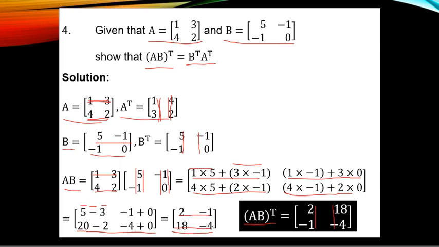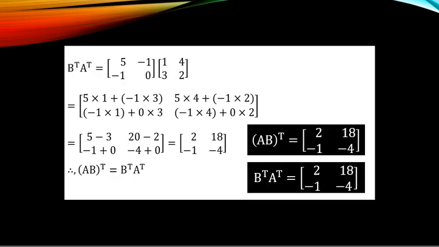So let's get the second part now. B transpose times A transpose, and see if the result is equal to (AB) transpose. Okay, so the second part, B transpose times A transpose. So this is B transpose, this is A transpose. They are also 2 by 2 matrices.